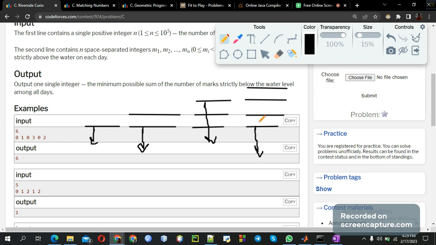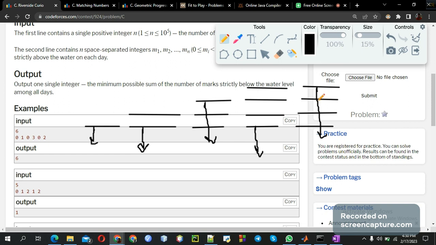For the next step, no watermark is situated above the water level, so we do not need to add any more water level. We can continue with the four watermarks. This is our four watermarks, and the water is covered by all these levels.